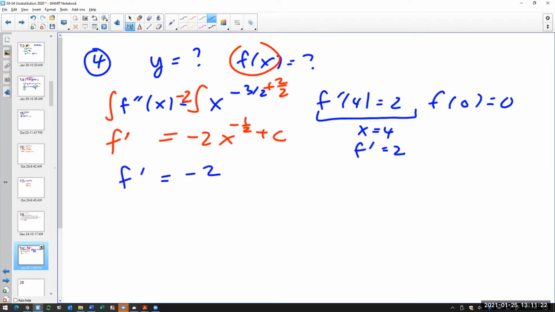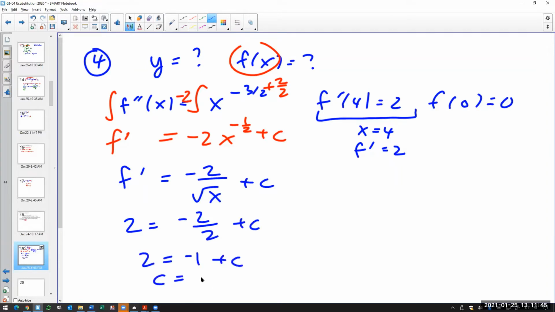Guys, make sure you understand. Do you understand that this x to the negative 1/2 is really x to the 1/2 on the bottom? Do you guys understand that? Then that is really the square root of x. Now let me plug in 2 for f prime, 4 for x. But guys, what's the square root of 4? 2. So this is 2 equals negative 1 plus c. So what's your c equal to? Is it 3? If it's 3, you come up here, and this is 3. Is everybody good with that?